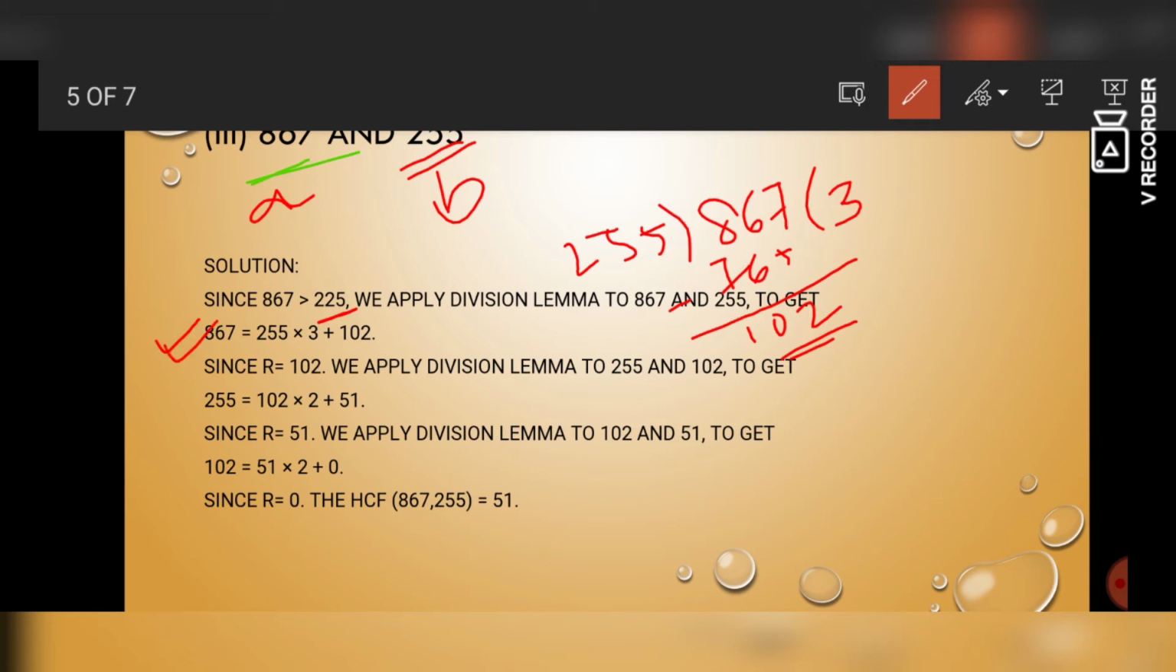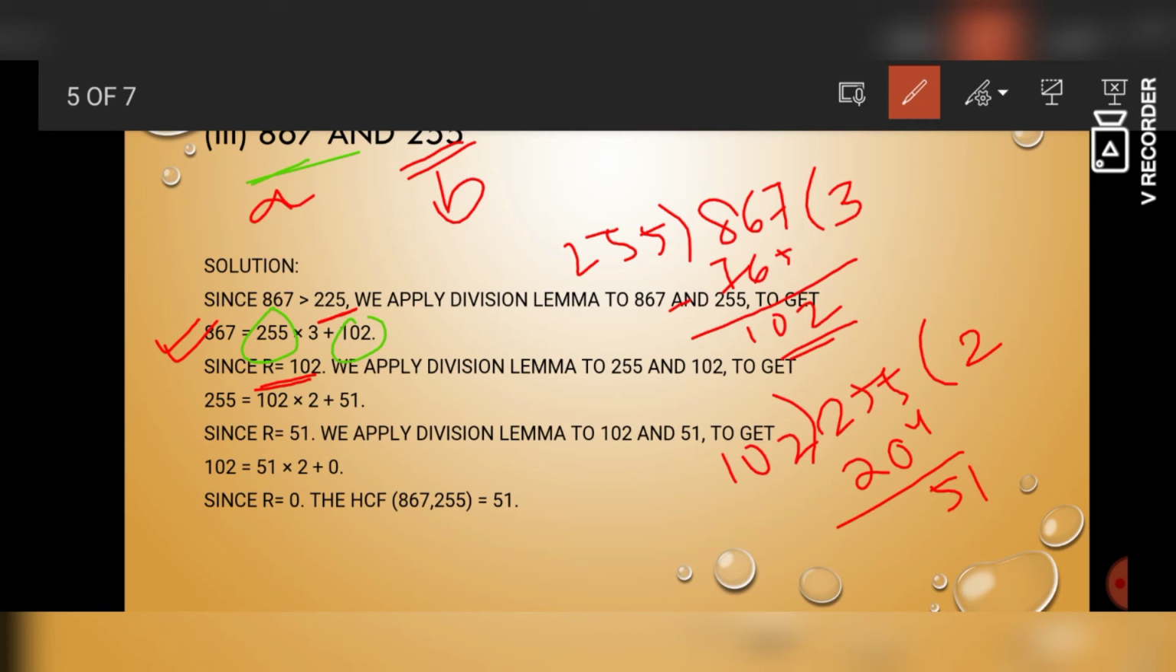Here again the remainder is not equal to 0. So the next set of numbers will be 255 and 102. Now among 255 and 102, 255 is greater. So 255 will be divided by 102. This will go 2 times. We will get 204. The remainder is 51. So on applying EDL on 102 and 255, we will get 255 is equal to 102 into 2 plus 51.